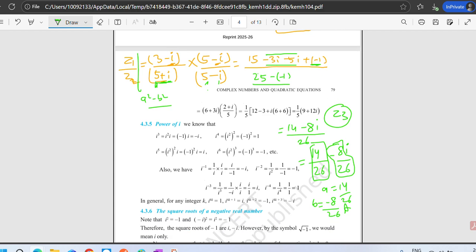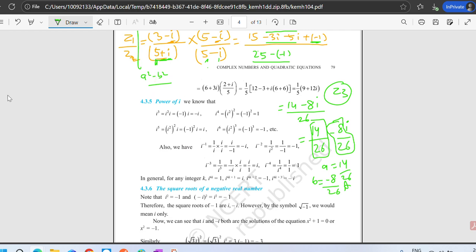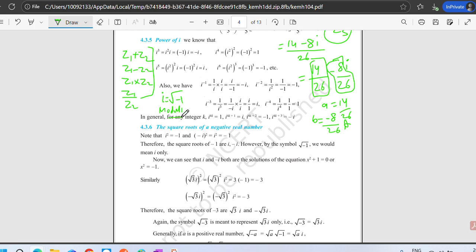So we have seen today in this session Z1 plus Z2, Z1 minus Z2, Z1 multiplication with Z2, and Z1 divided by Z2. In the next session, we'll understand why i is equal to root of minus 1, and we'll do modulus. There is a concept called modulus and argument, and conjugate and polar representation, Argand plane. So all these things we can do in the next session.